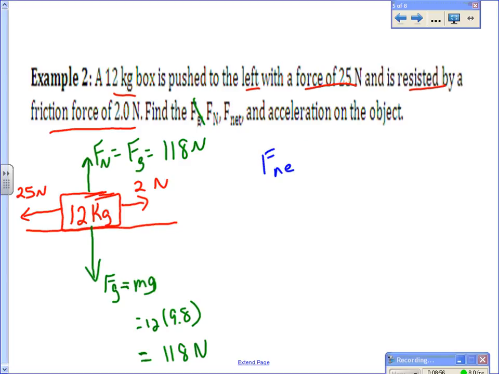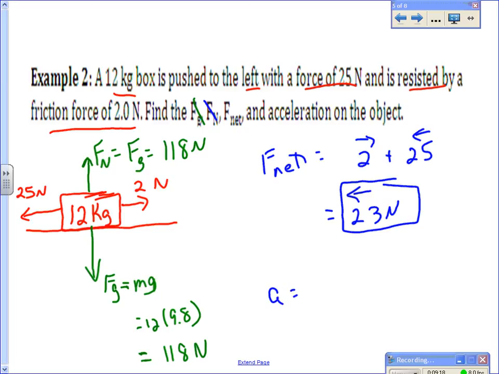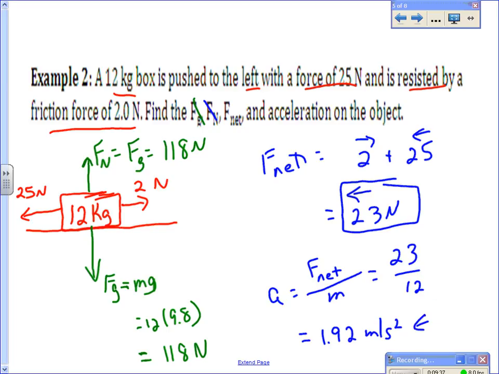The net force, so I did force of normal, is going to equal the 2 newtons to the right plus the 25 newtons to the left to give us 23 newtons. Opposites here, so subtract, and the winner is going to be to the left. Our acceleration is going to be Fnet over mass. That's 23 over 12, and that will give us 1.92 meters per second squared left. For this one, I'm going to write left just so you can see that you can put left there instead of an arrow. You can even write the word west. We will accept west as left, or an arrow left, or the word left.